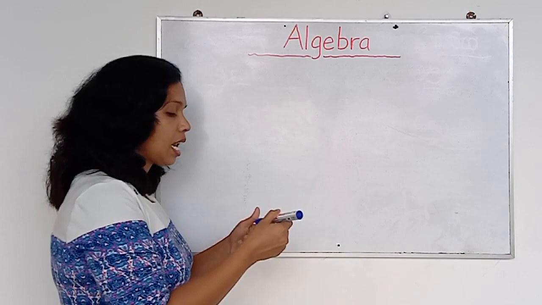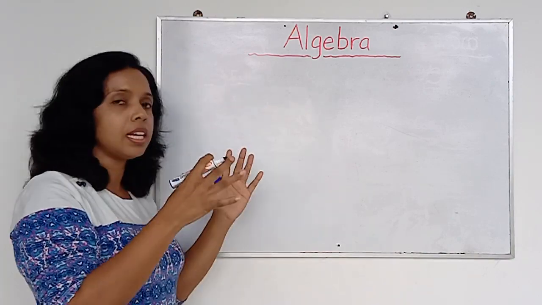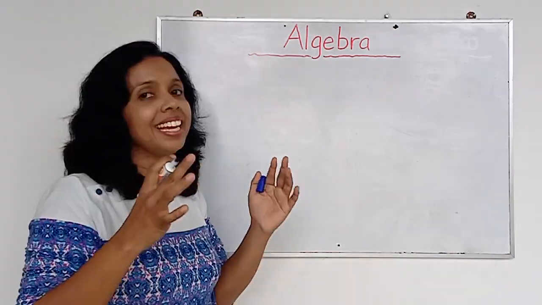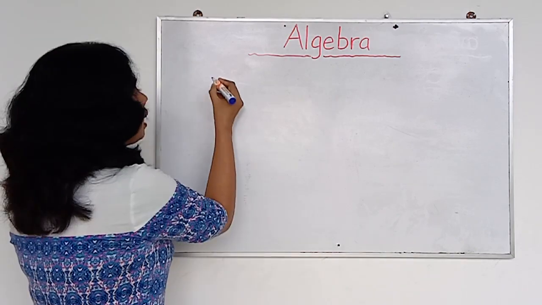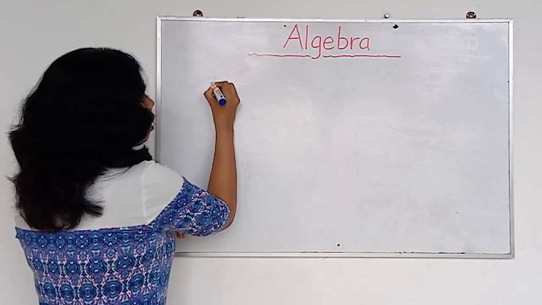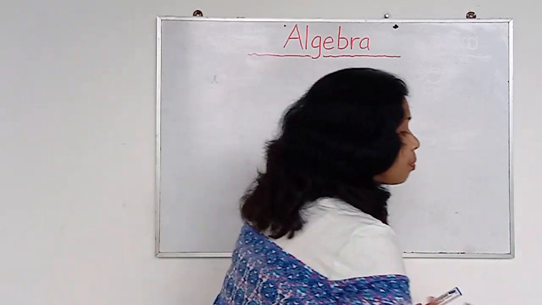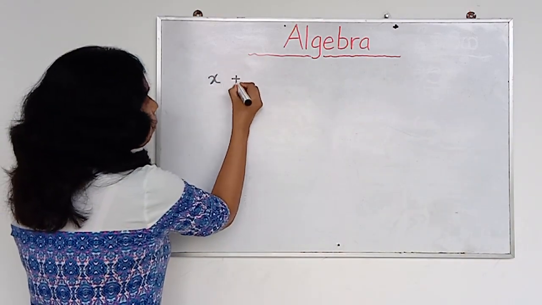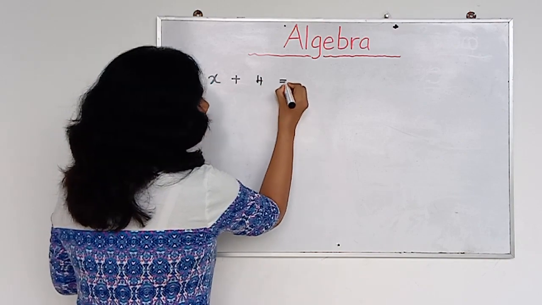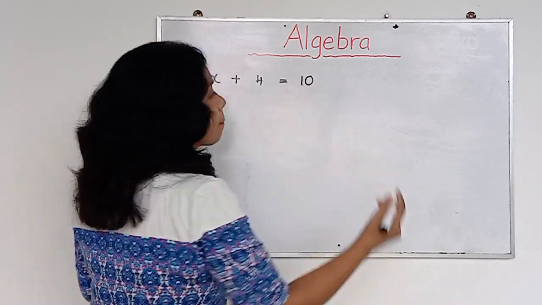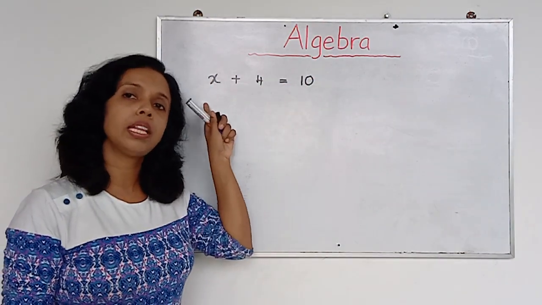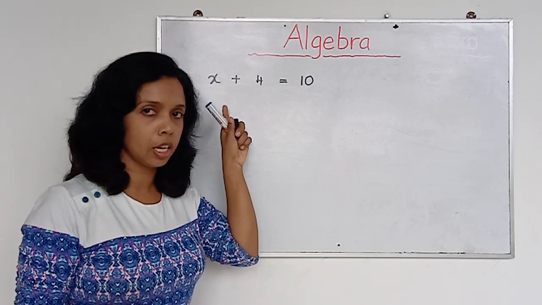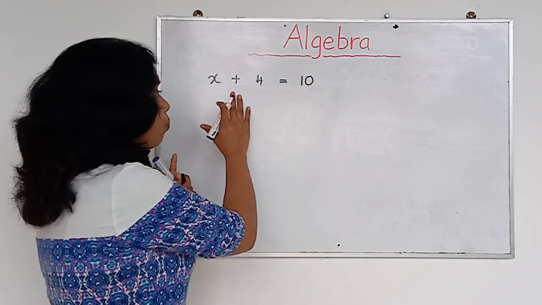The first question I am planning to discuss is very similar to the examples I did in video number 1. Look at this: x plus 4 equals 10. Right? I want to find the value of x, something we don't know.